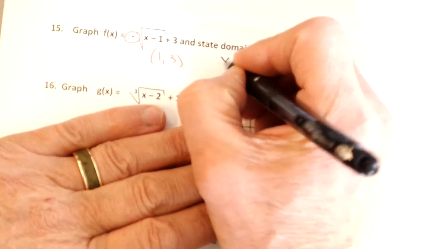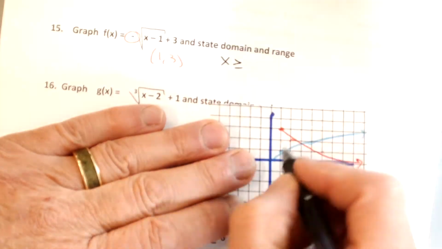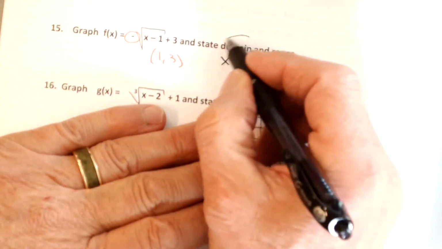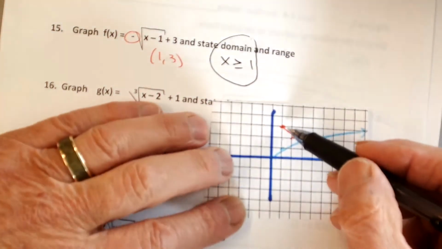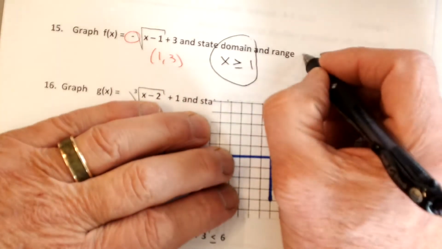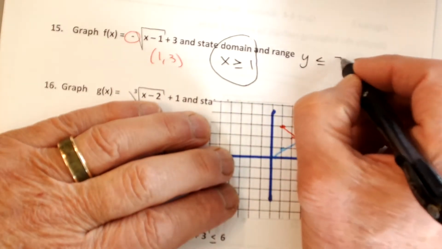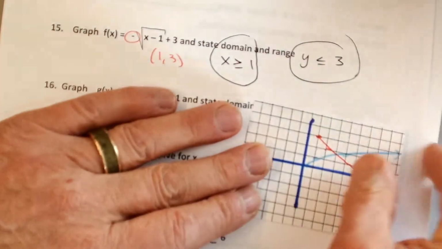Domain is x is greater than or equal to 1. And the range, let's see, starts at a height of 3 and goes down. Y is less than or equal to 3. There's my domain and range.